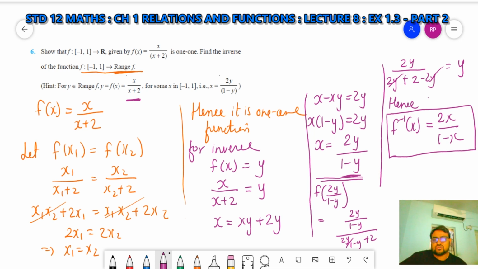So you can do the similar thing to what we do for an onto function. We use f(x) equal to y for onto. The value of x that we get will be f inverse of y, or if I'm taking f inverse of x, then just replace this y by x. Clear? So this was about question number 6. Just note it down.